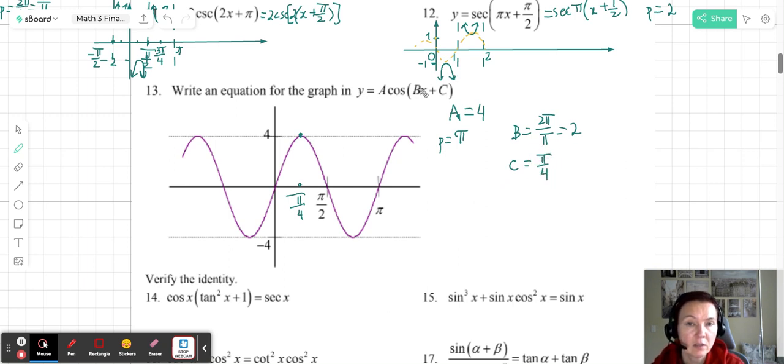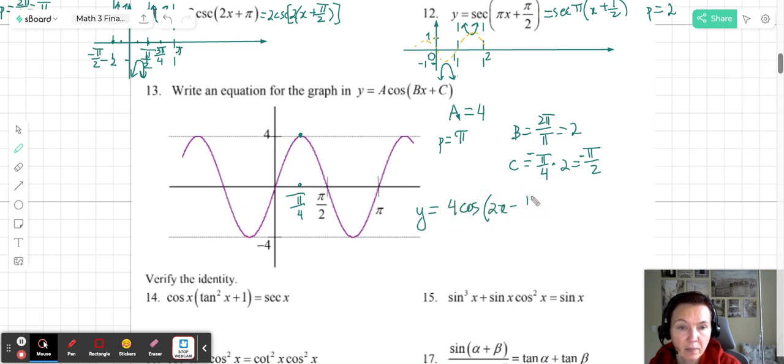okay? But that would be if b was factored out. So pi over 4 times 2 is going to give us pi over 2. And it was shifted to the right, so it has to be a negative over here. Okay, so that means that our equation is going to be 4 cosine of 2x minus pi over 2.